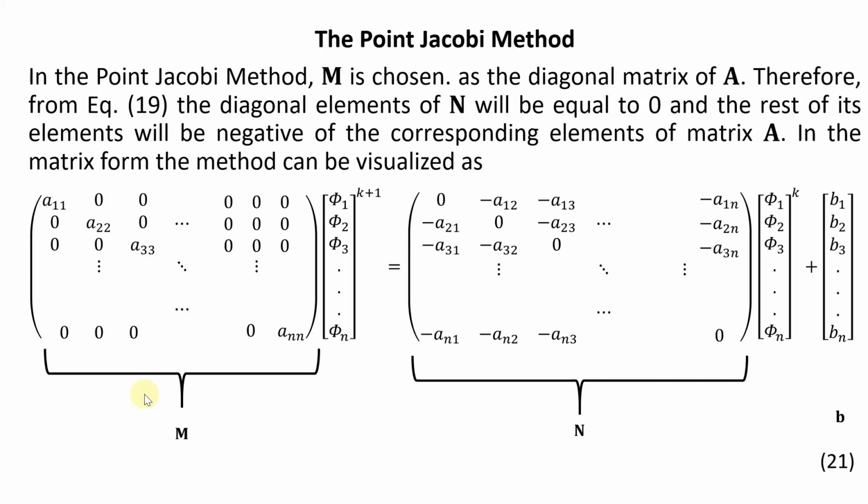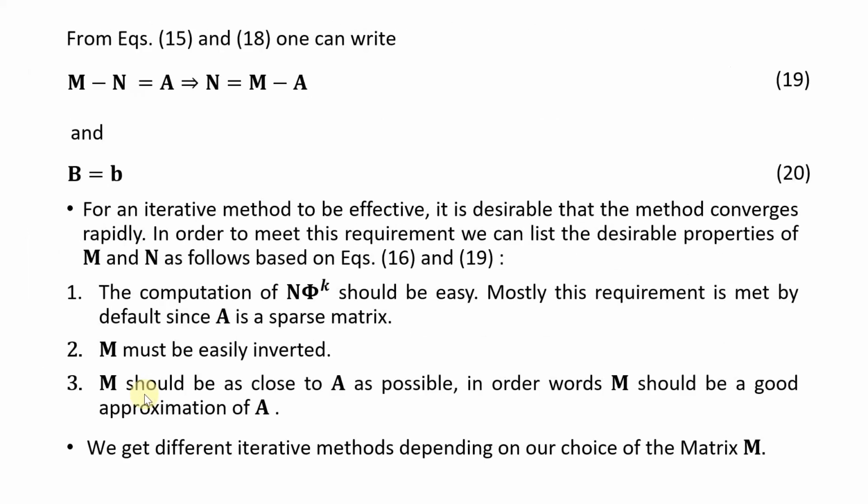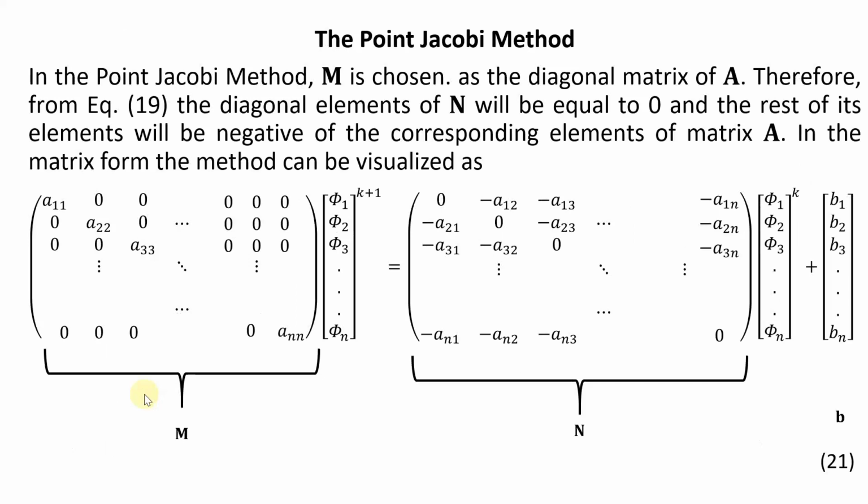The first one is the point Jacobi method. In the point Jacobi method, matrix M is chosen as the diagonal matrix of matrix A, and if it is so, then how will matrix N look? All the diagonal elements of matrix N will be 0, and the rest of the elements will be the negative of the corresponding elements of matrix A, because from equation 19 we see that matrix N is equal to matrix M minus matrix A. Now if you put this into a matrix form, we can visualize the point Jacobi method as shown in equation 21.